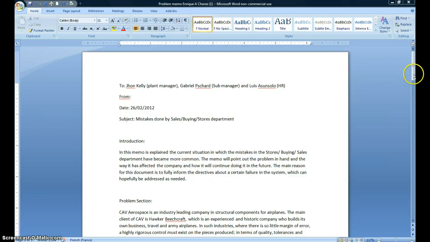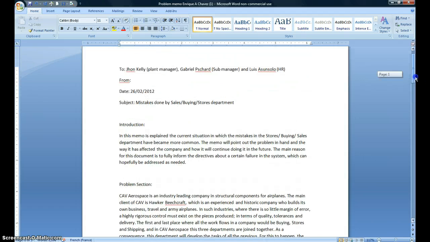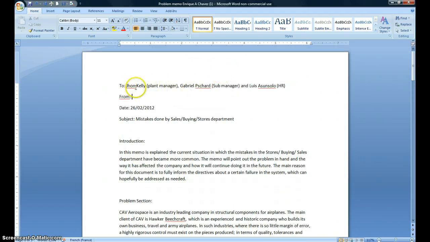Okay, here's a second problem memo, and this is written by a student from Mexico. As you'll note, it will take place in Chihuahua City. And this is to plant managers, sub-manager, and human resource people. And this is titled Mistakes Done by the Sales, Buying, Stores Department. And you'll see there's a few non-native speaker errors in English, but that's a draft, and this student has great English, given that his first language is Spanish.